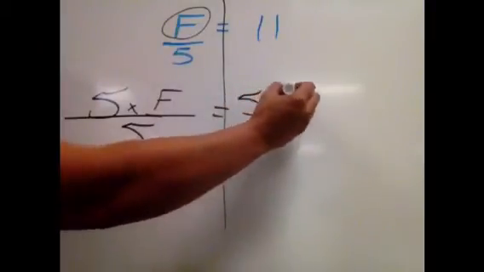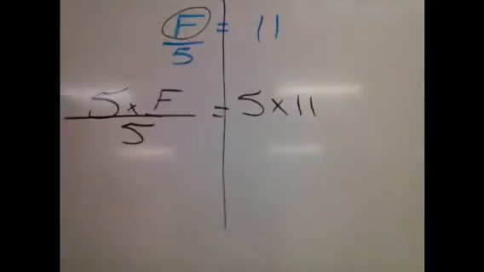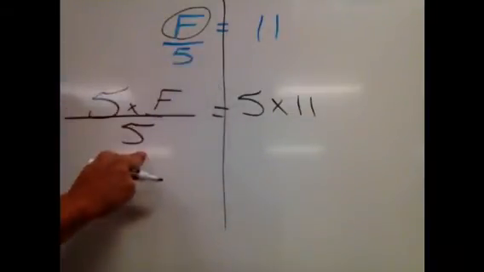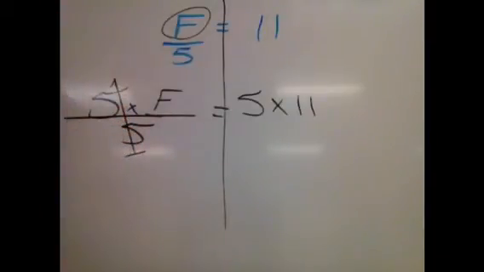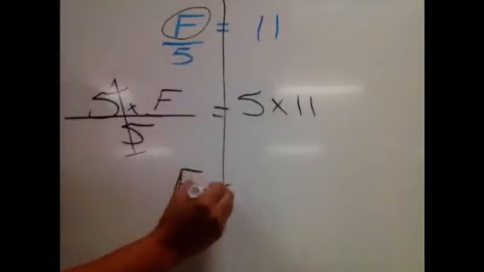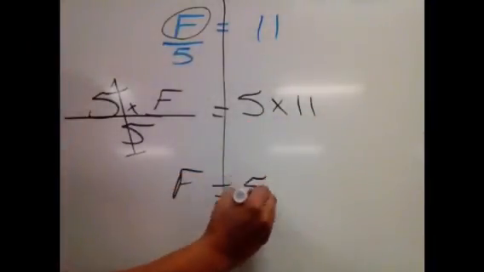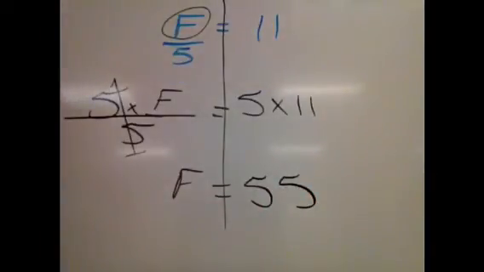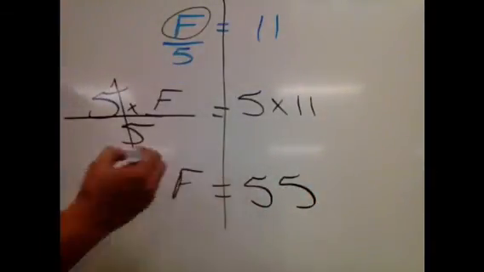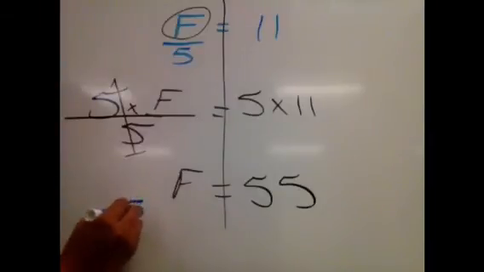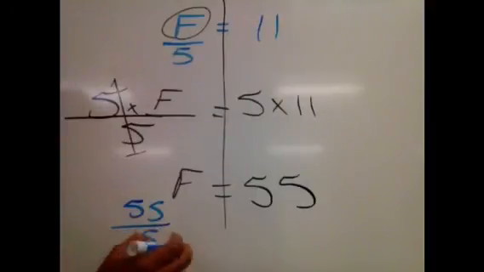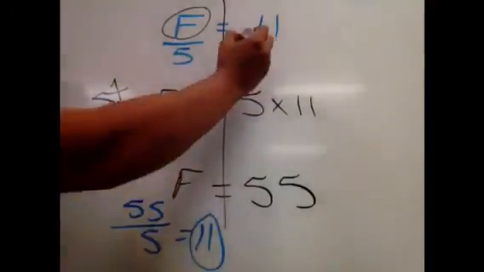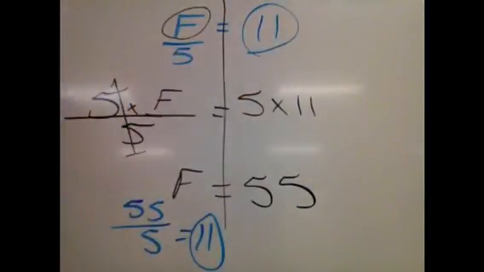5 times 11. Okay. All right, this 5 down here, the denominator, and this 5 that we just multiplied by cancel out. They make a 1, don't they? That gives us f. 5 times 11 is 55. All right, let's figure this out again. We have f is equal to 55. 55 divided by 5. Well, 55 divided by 5 is equal to 11. And that's what we have on the other side here. All right, just to do a quick check. All right, let's talk about this in class.